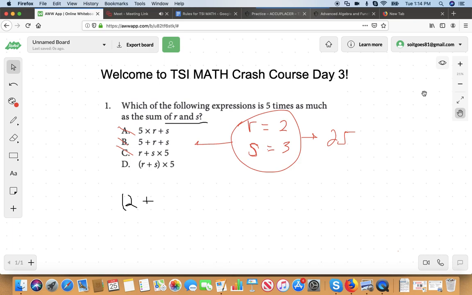Yes. I'm glad you drew the parentheses, right? Because now we got parentheses. We have to do the parentheses first. And then 2 plus 3, that's 5. And then we drop the parentheses, and we have 5 times 5 is 25. There you go. Answer choice D. Does that make sense? Yes.